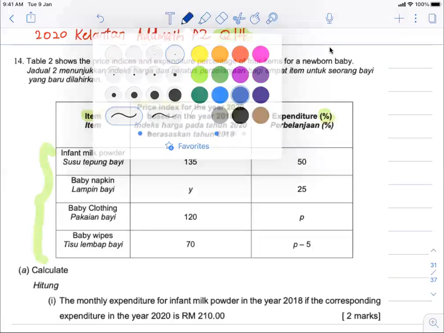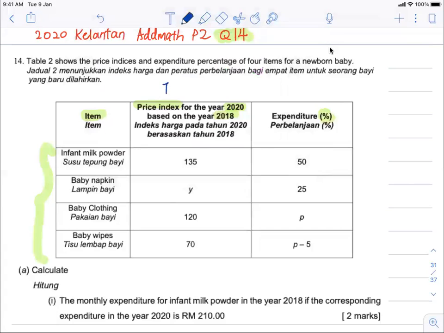Okay, so the price index in mathematical form, it can be expressed as I 2020 over 2018. If we want to simplify this, we can also write it as I 20 over 18. And then the expenditure, usually we call it weightage because it's in percentage, right? Weightage, W. Okay, now let us move on to part A1.